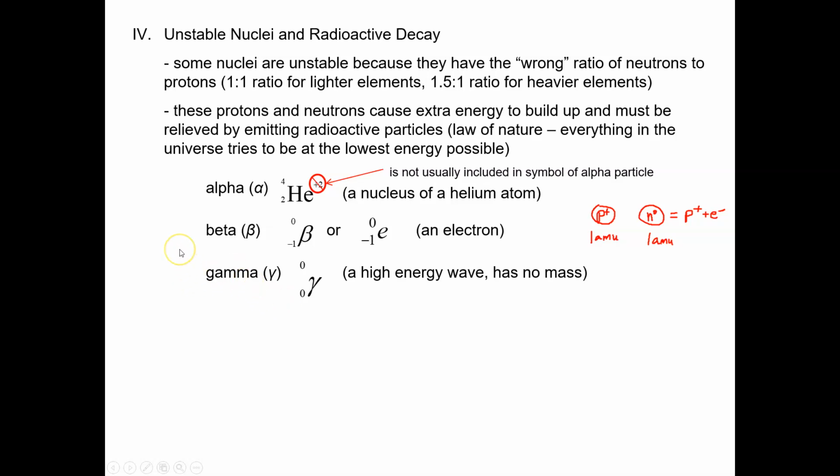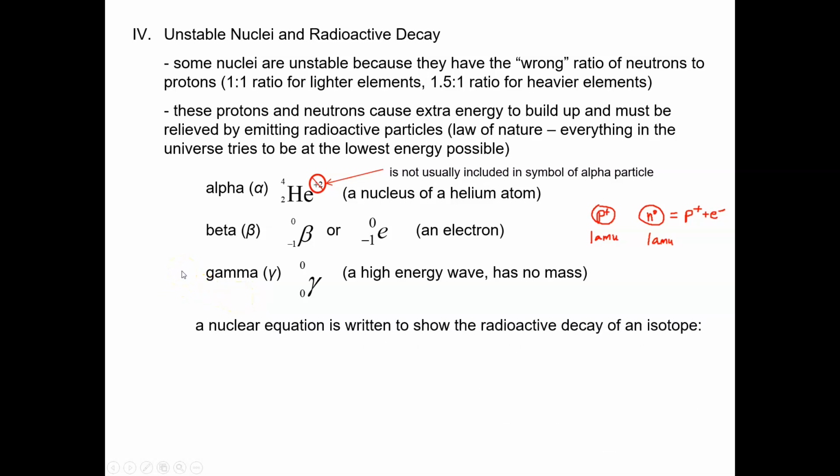So the three most common radioactive particles that can be spit out of an unstable nucleus are an alpha particle, which is 2 protons and 2 neutrons. We write it like this. A beta particle, which is essentially an electron and can be written either one of these ways. Or a gamma ray, which is just energy. And this is the way we would write it.